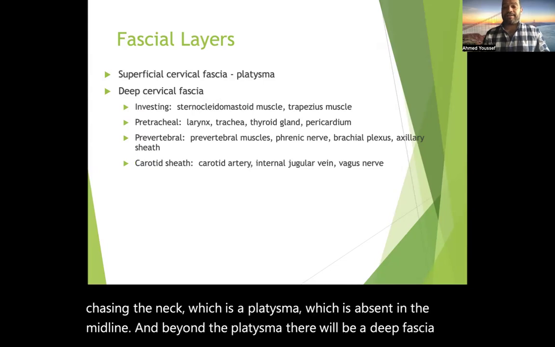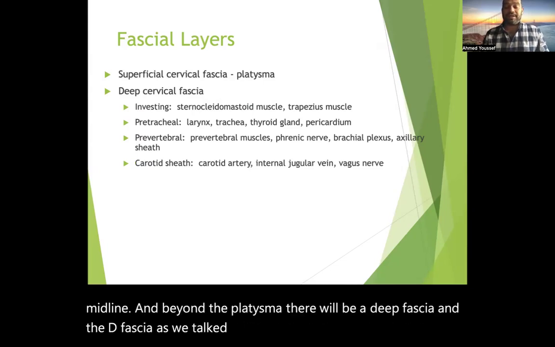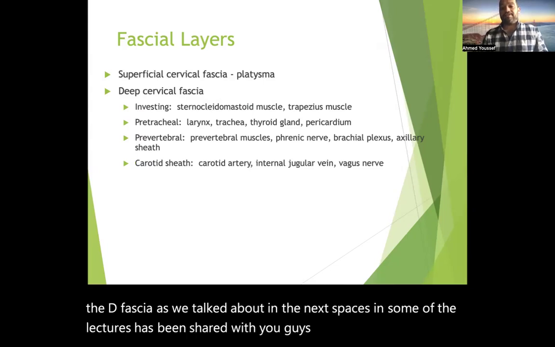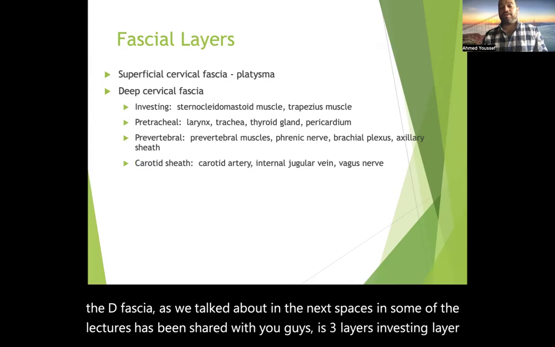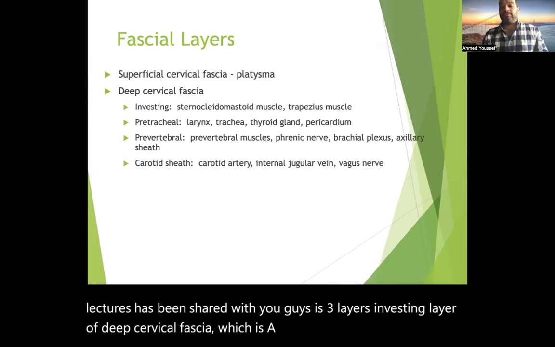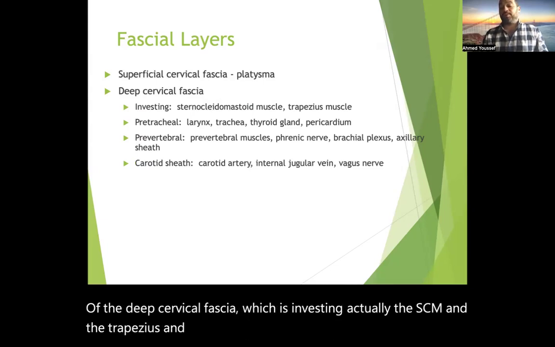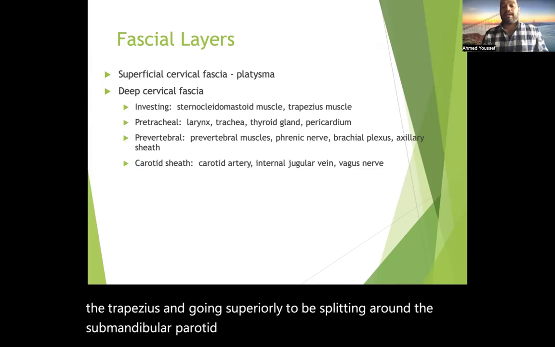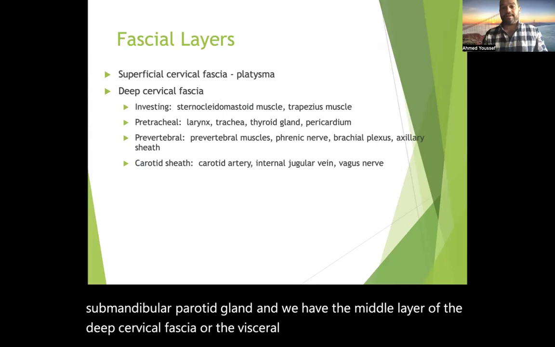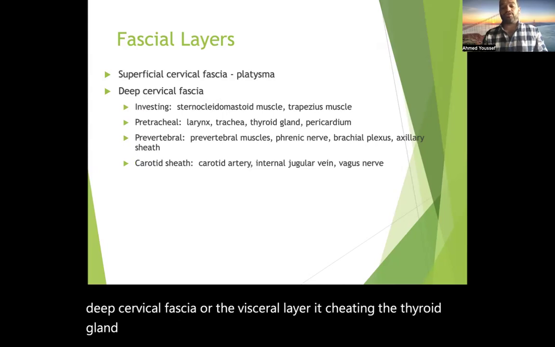The deep fascia, as we talked about in the deep neck spaces lectures, has three layers. The investing layer of deep cervical fascia, the superficial part, invests the SCM and the trapezius, and going superiorly it splits around the submandibular and parotid glands. We have the middle layer of the deep cervical fascia, or visceral layer, encasing the thyroid gland and the midline structures.